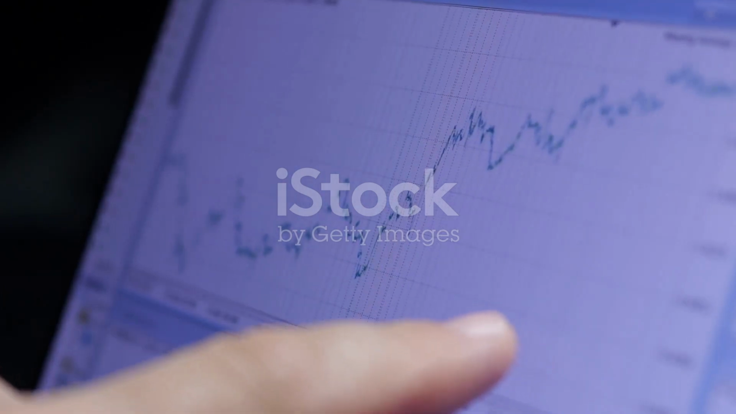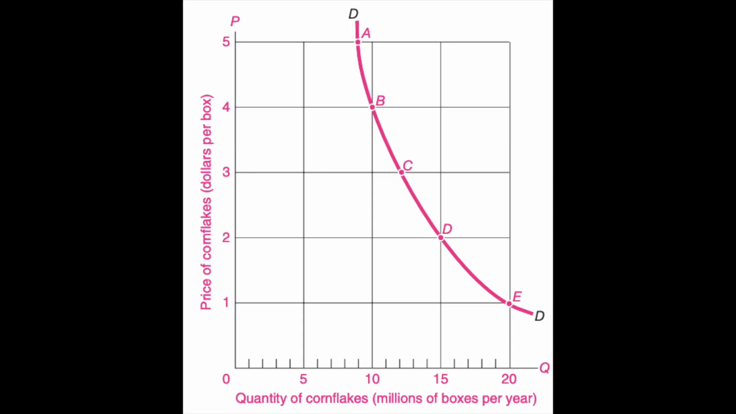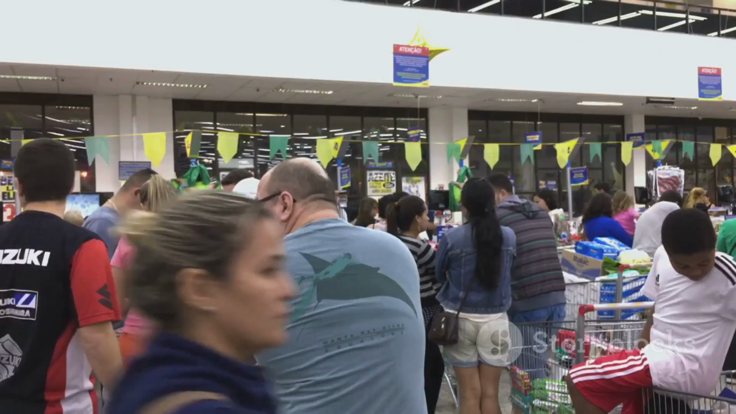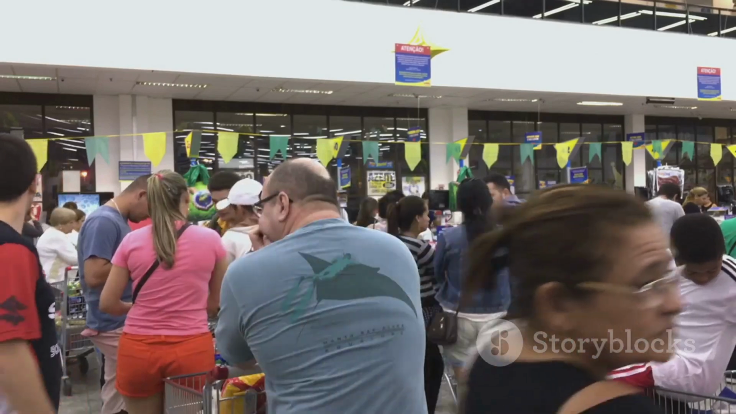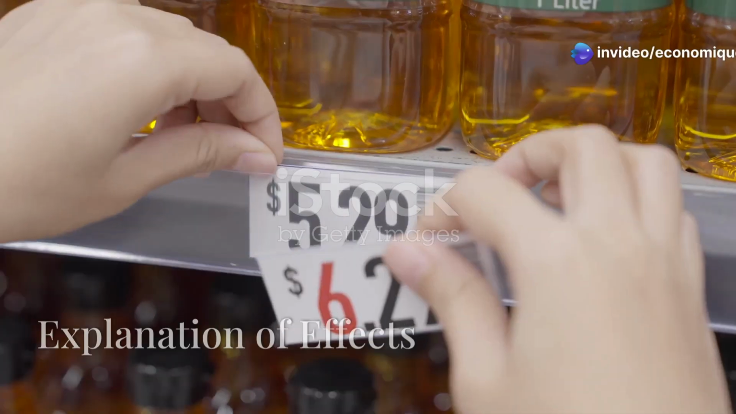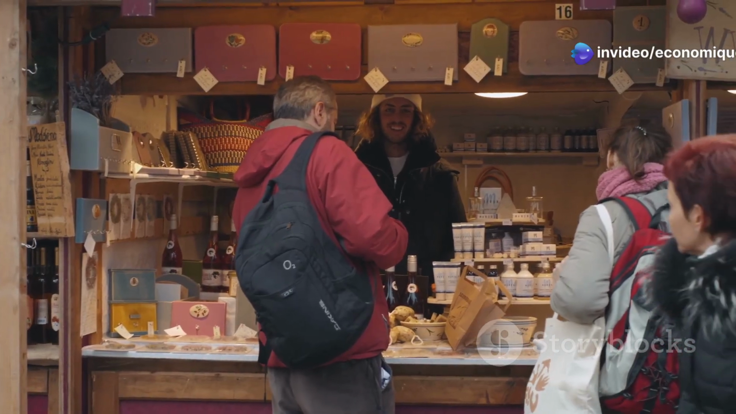When we graph these points, connecting price on the vertical axis and quantity demanded on the horizontal, we get the demand curve. The curve slopes downward from left to right, meaning that as the price falls, the quantity demanded increases. This downward slope is crucial to understanding how markets work. It's called the law of downward sloping demand. Why does this happen? Well, there are 2 main reasons.